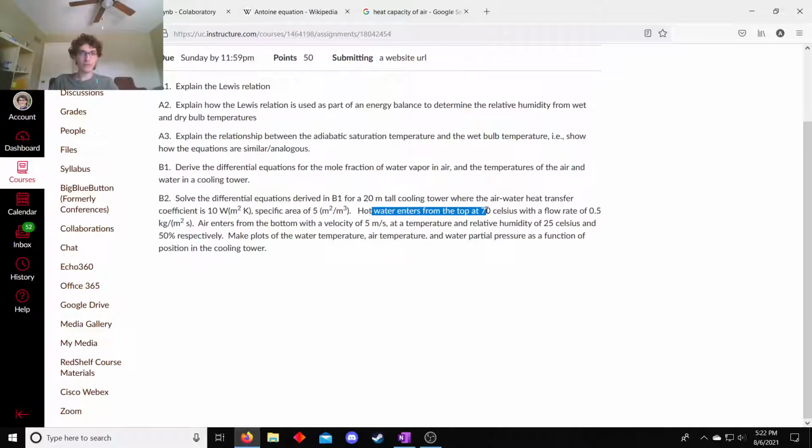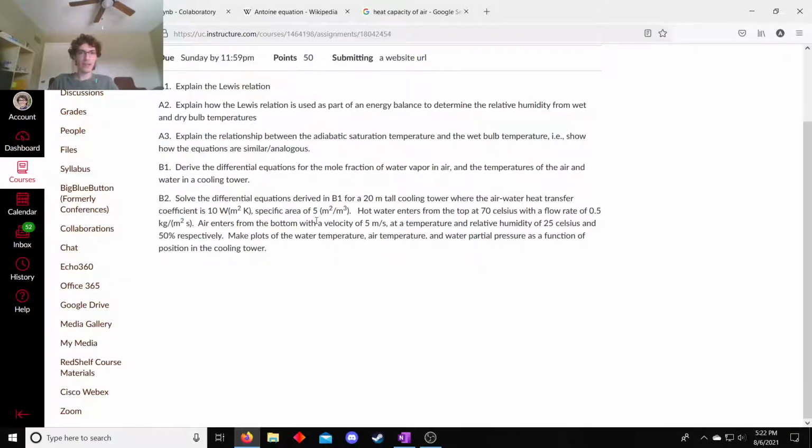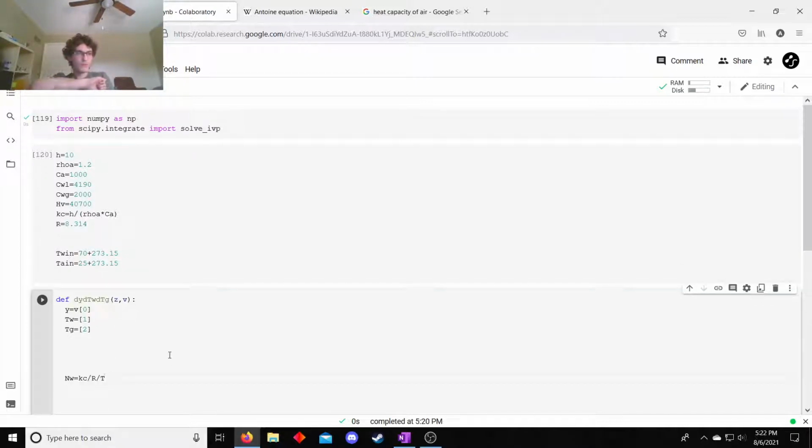Hot water enters from the top at 70 Celsius. So T water in equals 70 Celsius. We're going to add 273 to convert to Kelvin. And it looks like air temperature of 25 Celsius. 25 plus 273. So this is the temperature of the water. Is that correct? Yeah, that must be correct.